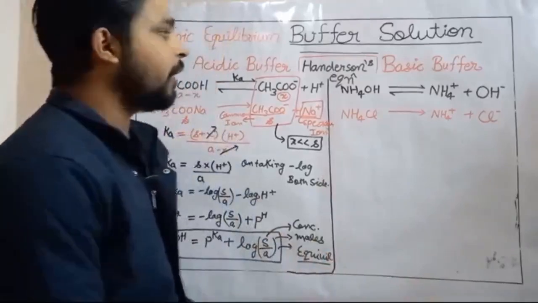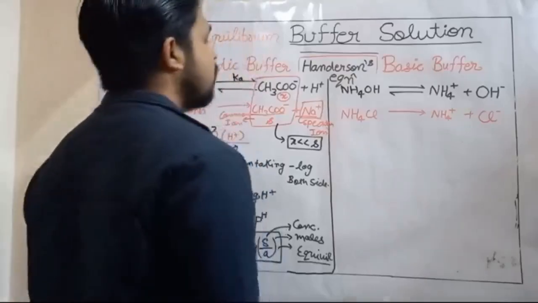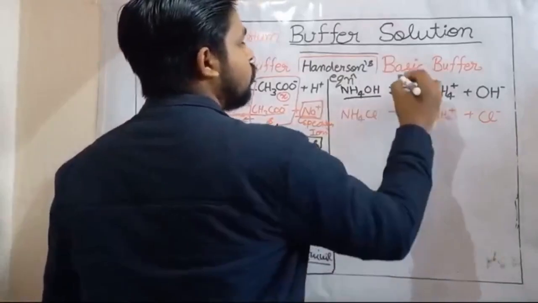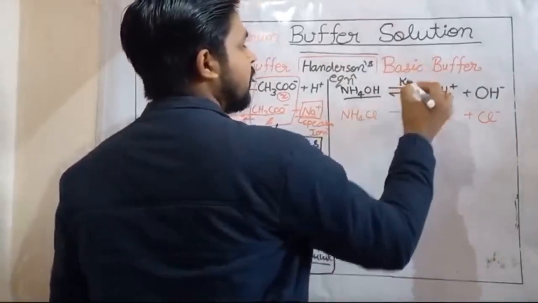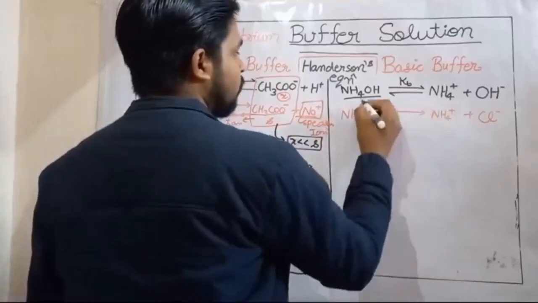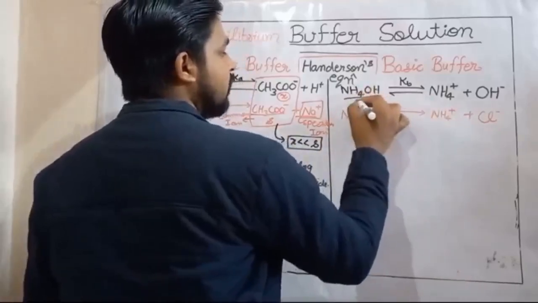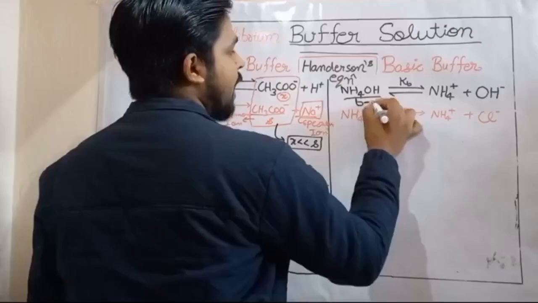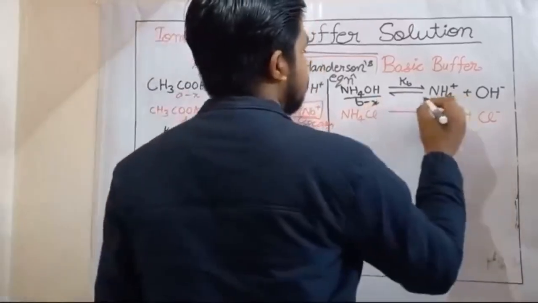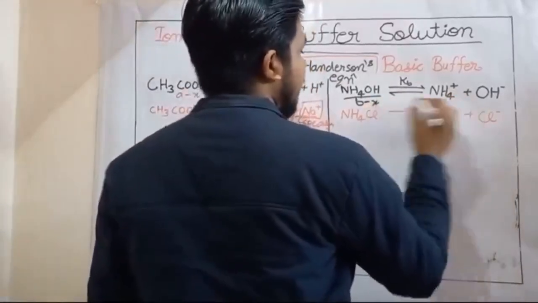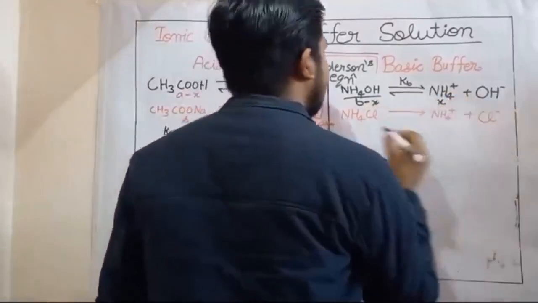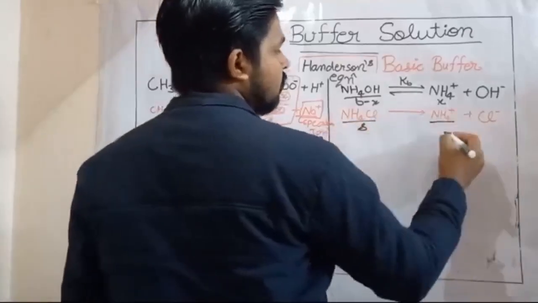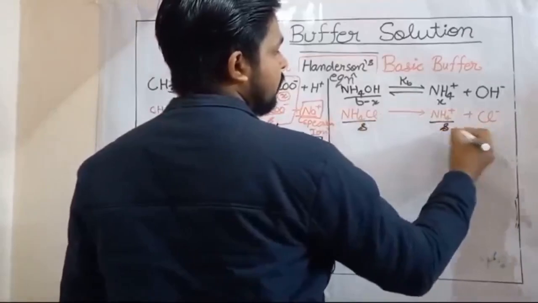Now we can derive the Henderson equation for basic buffer. Dear student, here we have a weak base, so the dissociation constant for a weak base is written as Kb. First of all, let's suppose the concentration of the weak base is B. The dissociation moles are X, and the salt is present as S, and the salt dissociates into S and S.